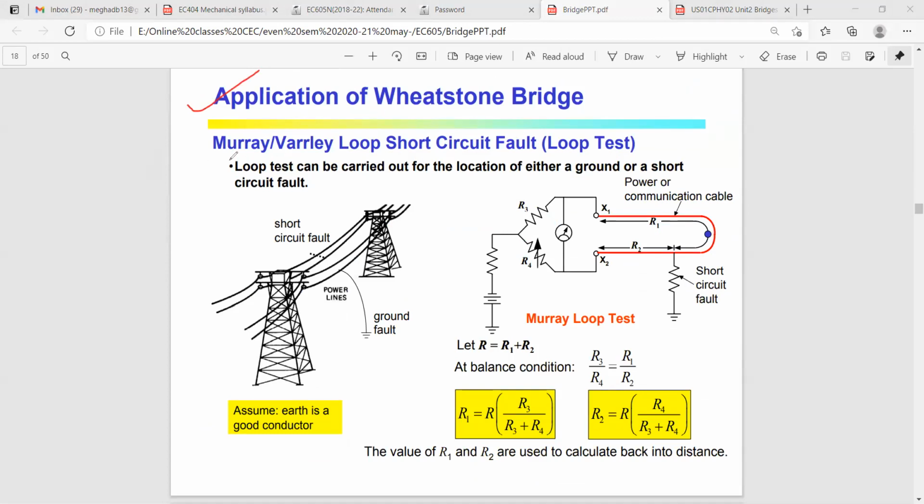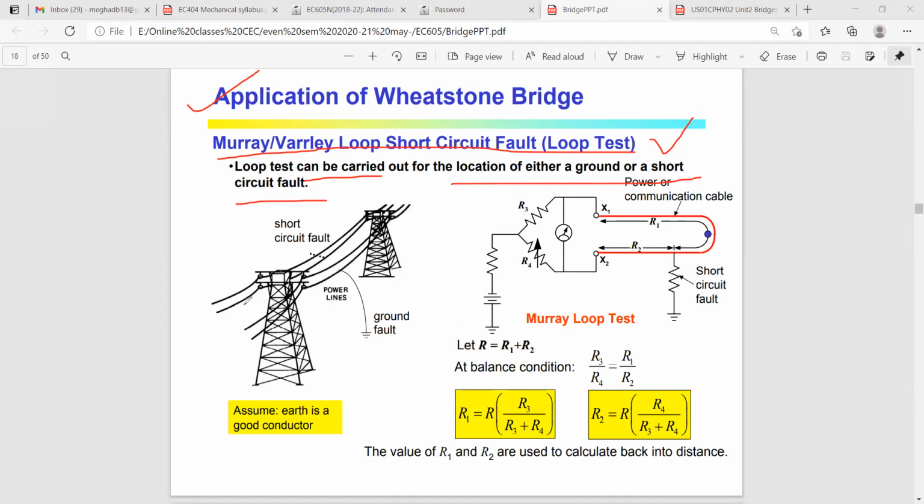This is important. So first is the Murray loop short circuit loop test. Okay, this is one of the loop tests where we can use Wheatstone bridge, and this kind of test can be carried out for the location of either a ground or a short circuit fault. So you see in some of the transmission lines, two poles are given, and many long power lines are connected, and during long transmission, some short circuit fault may occur in the wires, in the transmission lines or power lines.